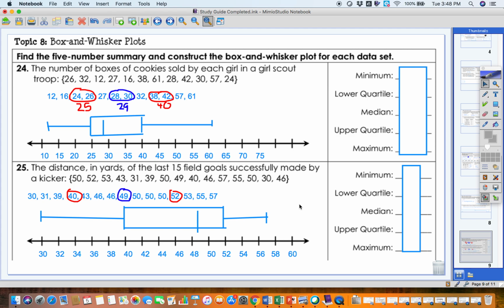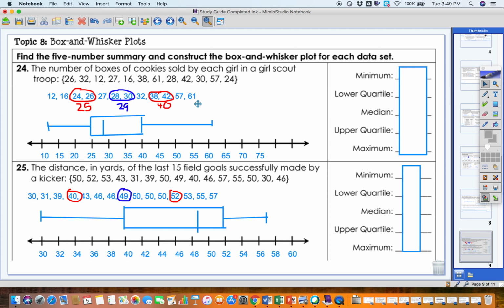Hi guys, this video covers box and whisker plots. So here you can see I've already done a lot of the work on the screen. First step, rewrite them in order from least to greatest. So I've done that here. My minimum is 12, my maximum is 61.